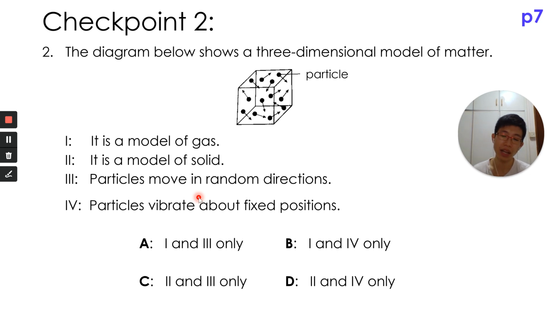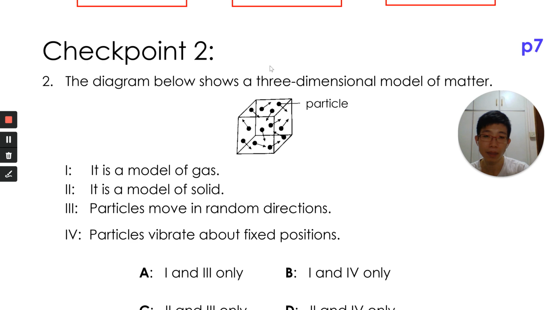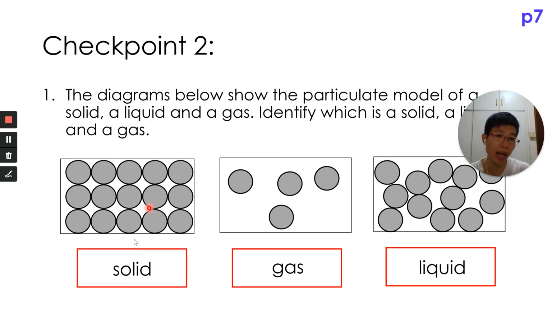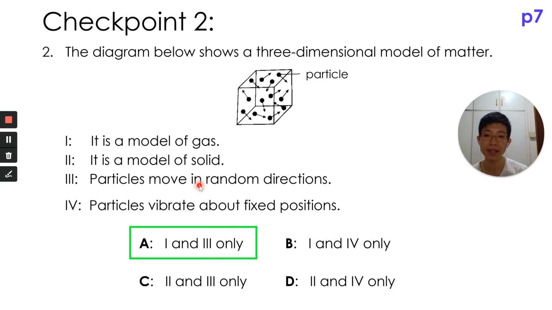Okay, so I believe you have thought about it. For the answers, it will be 1 and 3. This is because in order for it to be a solid model, we know from the previous question that solid particles are very orderly arranged and very close to one another. In this case, these particles are very far apart from one another. So that's why it is a model of a gas. And statement 3 fits better than statement 4 because these particles move in random directions. Yep. So the answer is A.